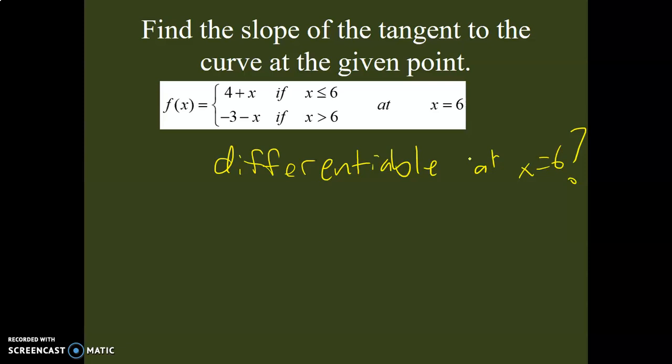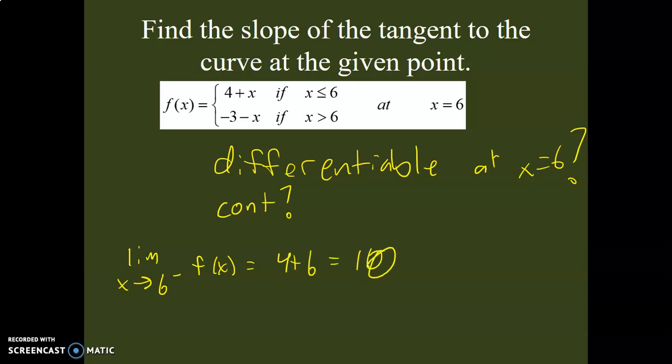And in order to be differentiable, the first thing I need to check is, is it continuous? So let's check. If I plug in 6, the limit as x approaches 6 from the left side of f of x would be 4 plus 6, which is 10. The limit as x approaches 6 from the right side, so coming from the greater side of f of x, would be negative 3 minus 6, which would be negative 9.